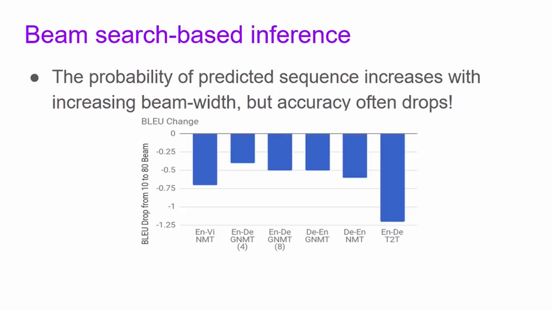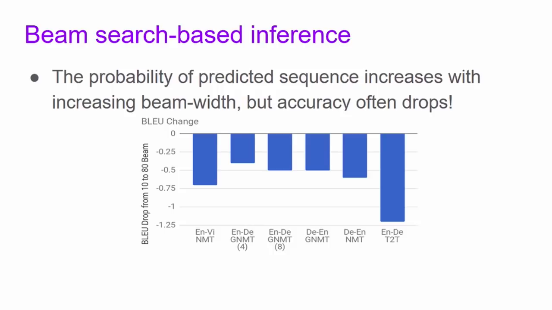The y-axis had just the difference in the accuracy when you went from beam size 10 to beam size 80, and on the x-axis I had different tasks, and I was showing that the y-axis values were all negative, that even when you go from beam size 10 to beam size 80, across these 5 different translation data sets, the accuracy is dropping drastically, which is very surprising. You are solving a better inference task, but your accuracy is dropping. Why should that happen?